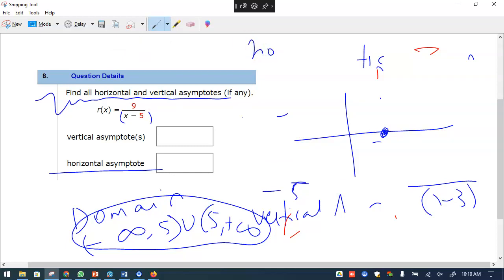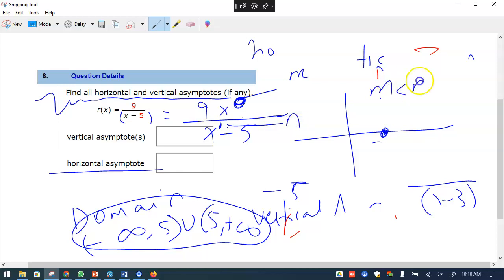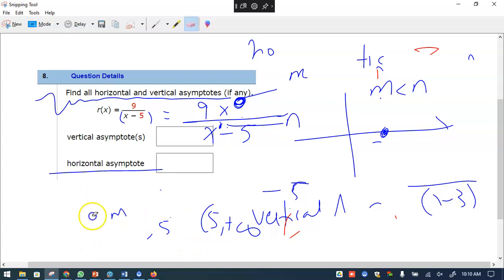you look at the top part. It means it is 9x raised to 0, and the bottom one is x minus 5. So look at the degree here: 0 means it's constant, and the degree here is 1. And remember, if I call the top m and the bottom n, and m is less than n, the degree of the numerator is less than the degree of the denominator, then the horizontal asymptote is always the x-axis.